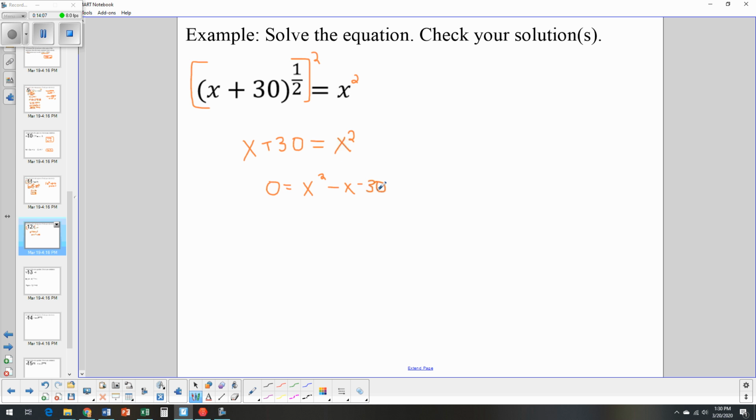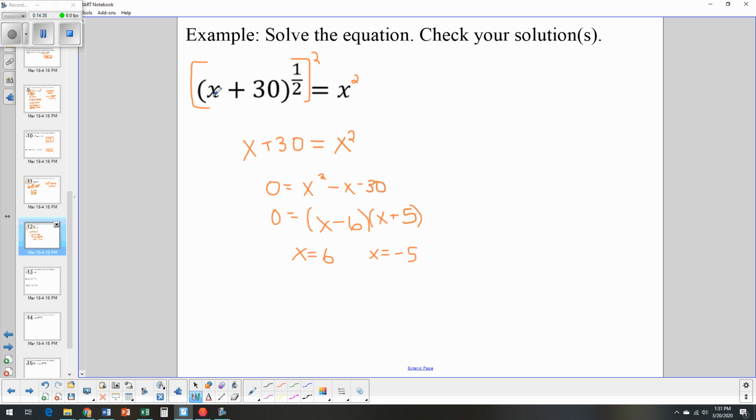All right, we're looking for what multiplies to negative 30 and adds to negative 1. So that looks like it's going to be x minus 6, x plus 5. All right, so if I set these equal to 0, I get x equals positive 6 and x equals negative 5. I'm going to make sure I check both.